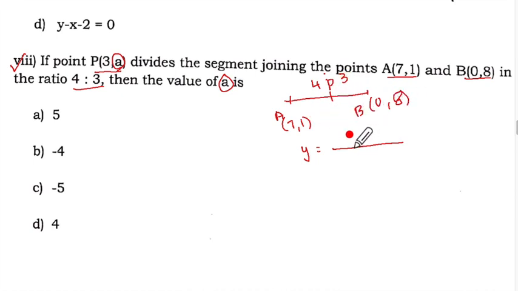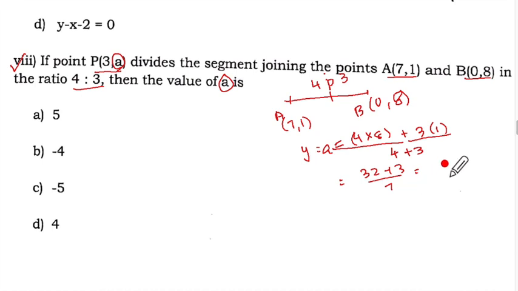So directly we will write the y coordinate, which is actually A, will be equal to 4 into 8 plus 3 into 1, and that upon m plus n. So that will give us 32 plus 3 upon 7. 35 upon 7 is 5. So the value of A is 5, which is option A.